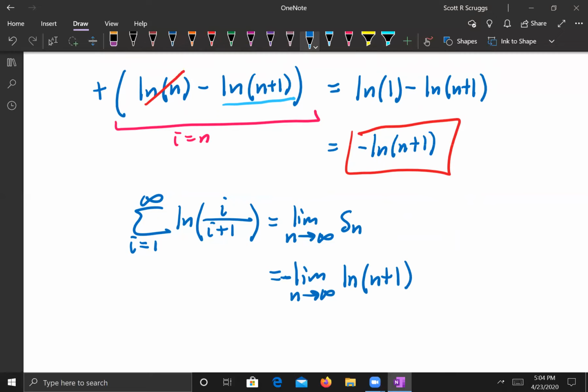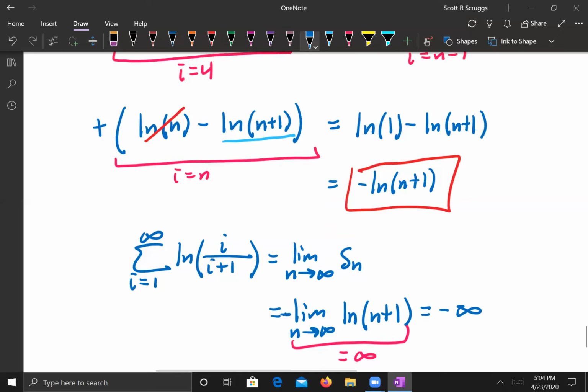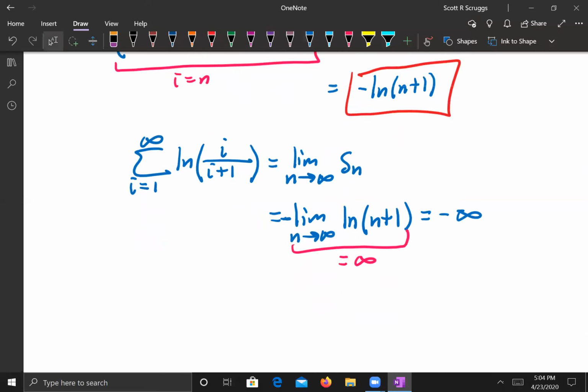The natural log part equals infinity. And because of that negative sign up front, I have negative infinity for that. So because my limit of partial sums equals positive or negative infinity, that means my entire series is going to diverge.